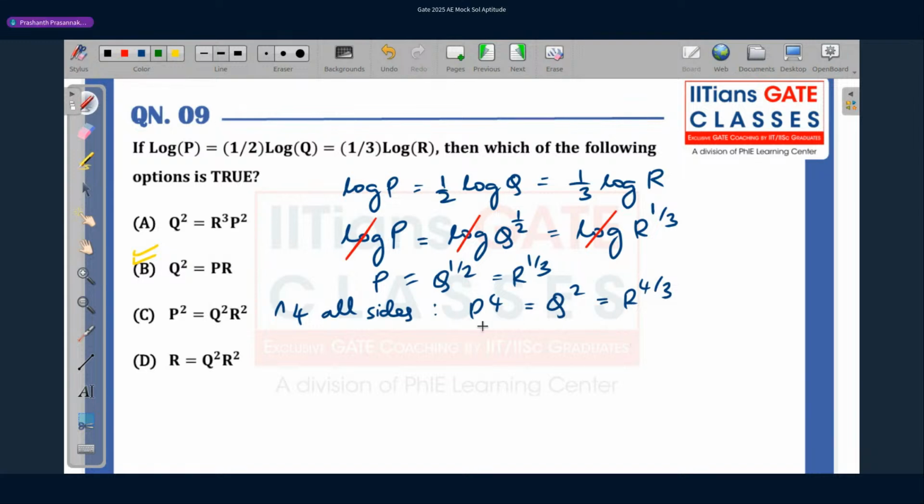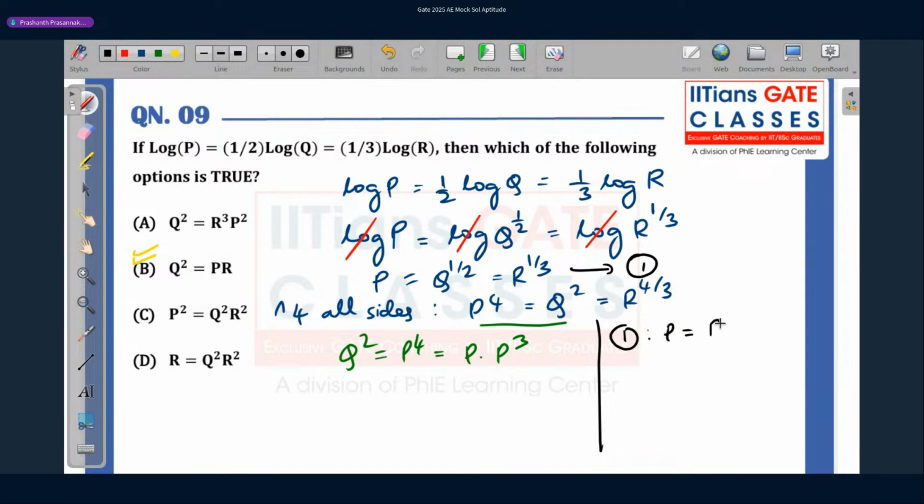I'll take just the first part now. P raised to 4 is equal to q square. Let me write it the other way around. Q square is p raised to 4, which is p into p raised to 3. Now let me take this as equation 1. Do it on the side here. From 1, it implies that p is equal to r raised to 1 by 3, right? So cubing both sides will give me p cube is equal to r. I'll substitute that over here. P cube is r, so q square is equal to pr, which is our option B.